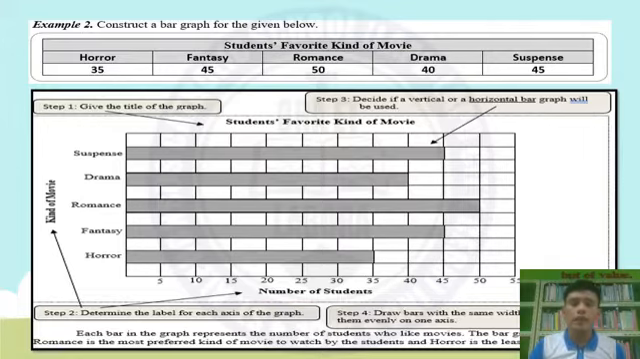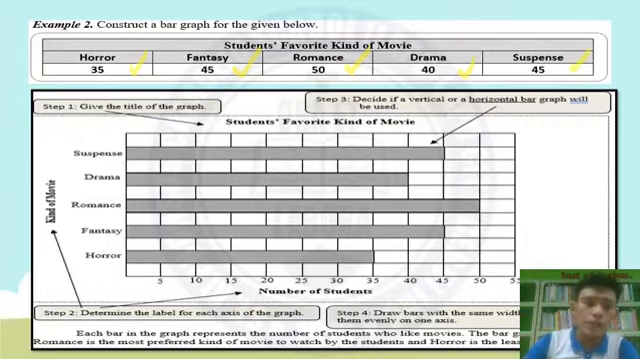Another example, number 2. Construct a bar graph for the data given below. For horror, 35 students like that kind of movie. For fantasy, 45 students. For romance, 50 students. For drama, 40 students. And for suspense, 45 students.